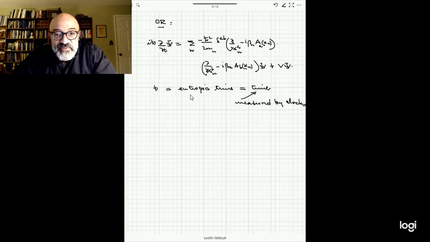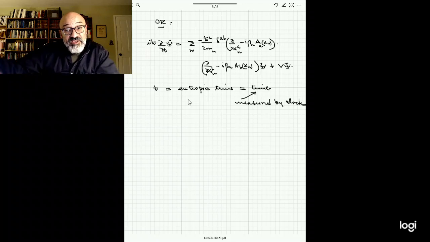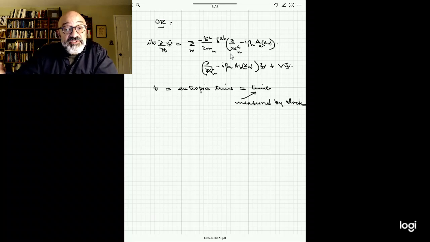So T is entropic time. It goes forward in time. Entropic time only evolves forward, and it leads to an equation, just a standard Schrödinger equation, which is time reversal invariant.